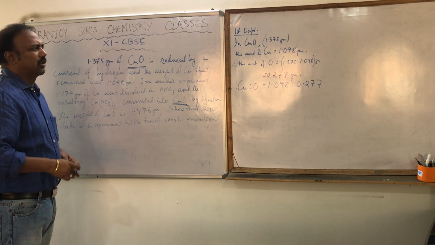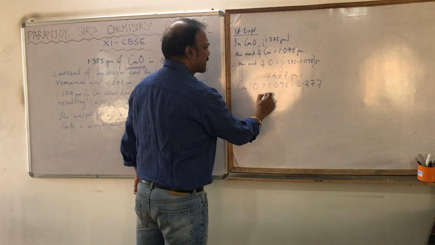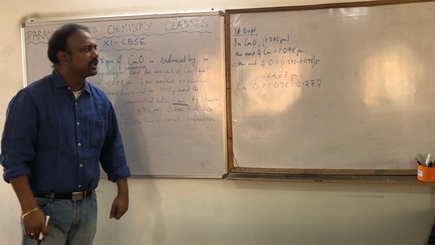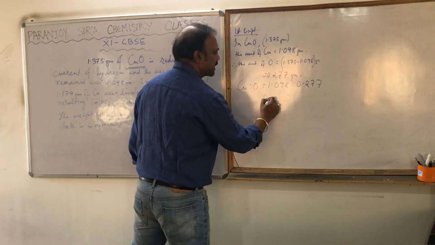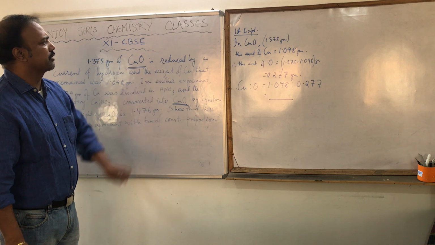Is it fine? Okay. Now in the second experiment, so let us keep it like this, or simply you can get the value of it: 1.098 divided by 0.277. Whatever value you get, please do it. That is the value of Cu is to O.